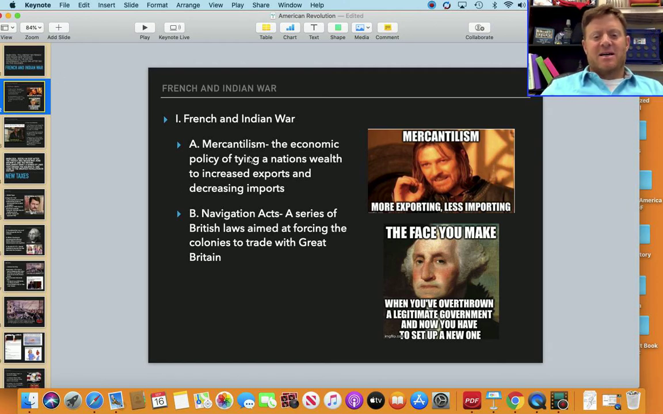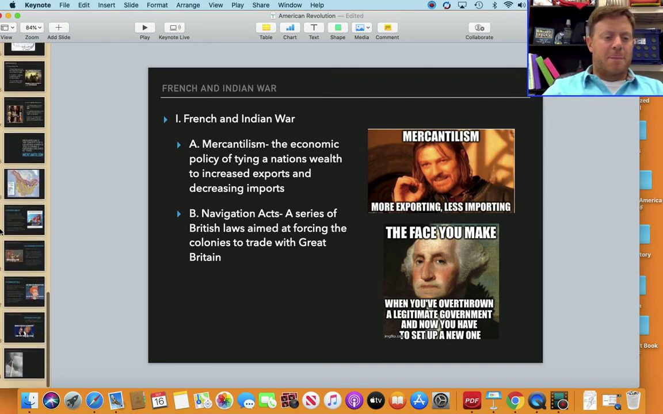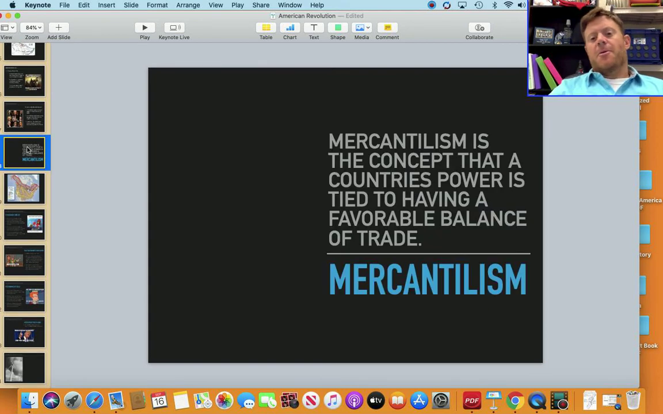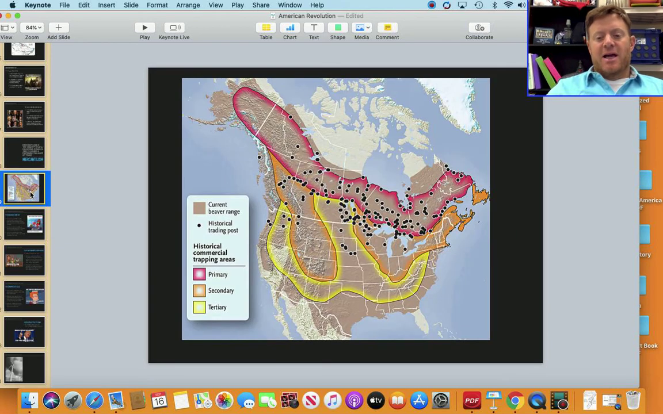Mercantilism is the idea of tying a nation's wealth or power to increasing exports and decreasing imports. And again, I've discussed how this is terrible policy, but let's look at it a little further. So again, mercantilism is the concept that a country's power is tied to having a favorable balance of trade. Mercantilists wanted to import less and export more. And this plays out in the colonies.